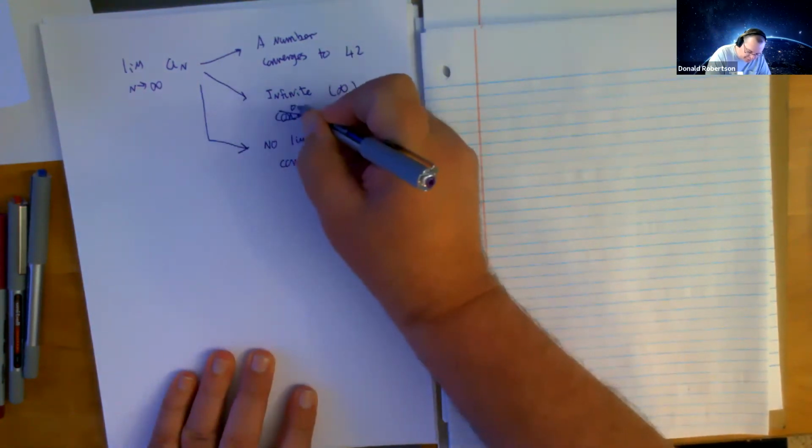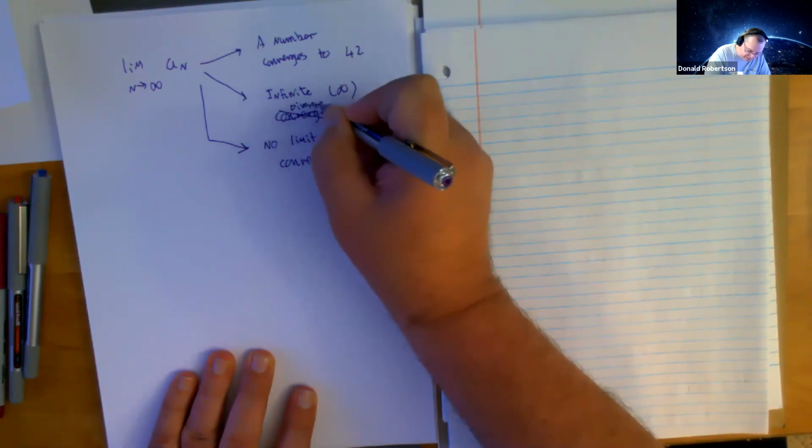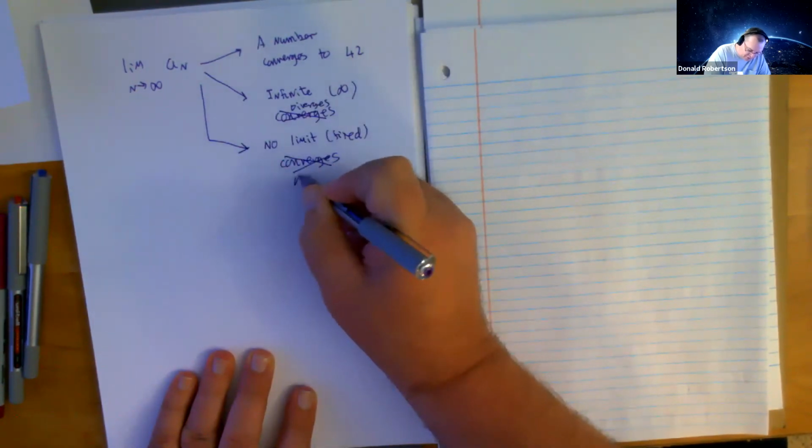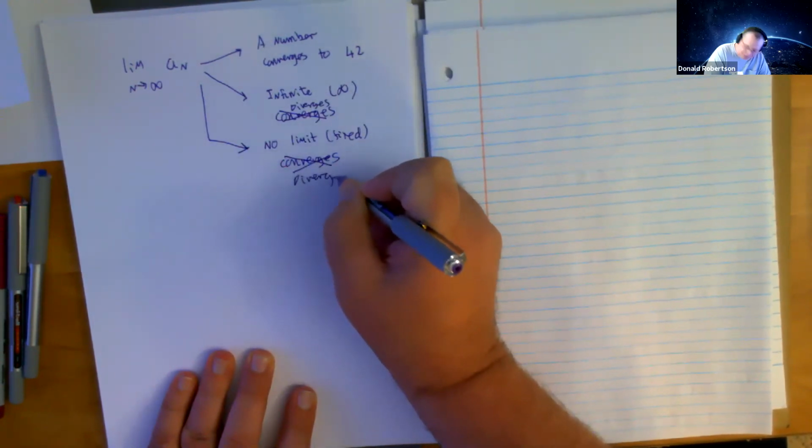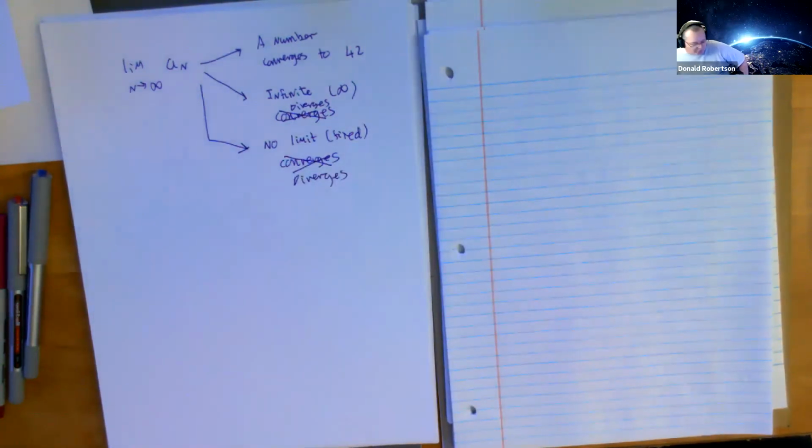Nobody caught that deliberate mistake. In those two examples, we call them diverges. That's better. Are we good?